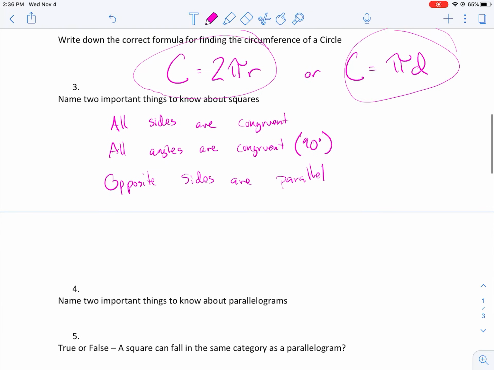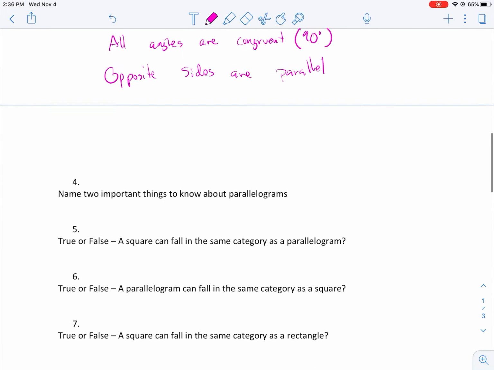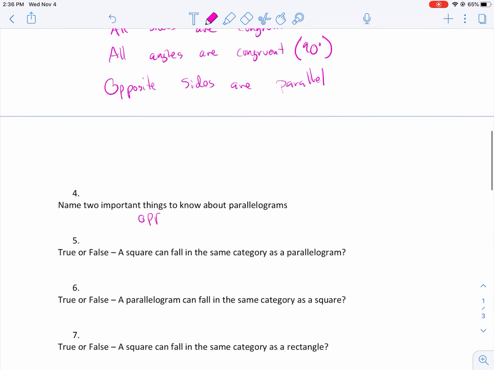As we go down the page here, name 2 important things about parallelograms. Well, opposite sides are parallel. Opposite angles are congruent. And that's about all that is for a parallelogram.